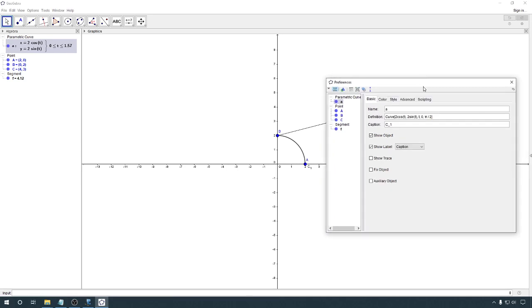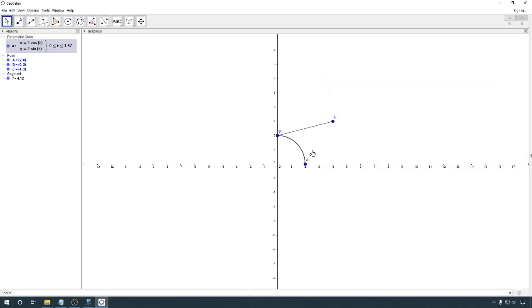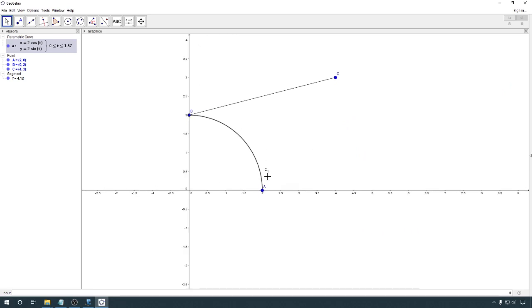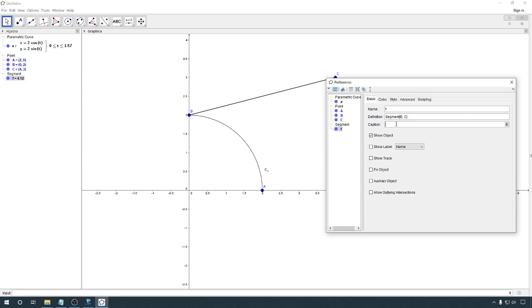Well, let's show it. I want to make sure it put the subscript in there. Let's zoom in here. There we go. And I'm going to call the line segment C2.